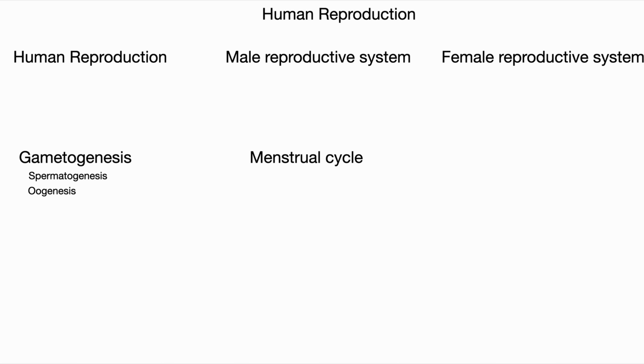Now we will study the menstrual cycle. Reproductive cycle in monkeys, apes, and human beings is called menstrual cycle because here cyclical events occur.